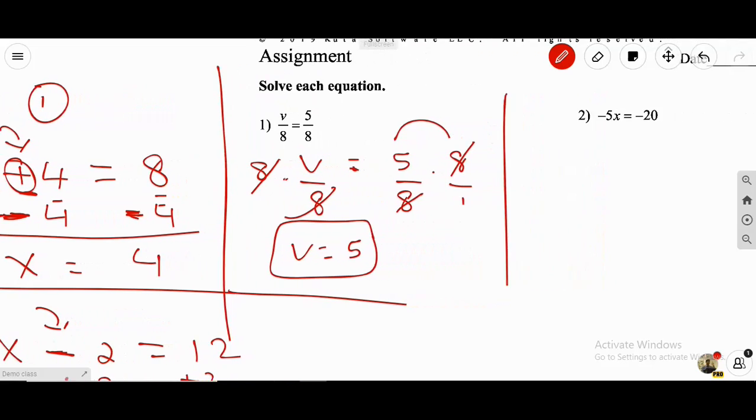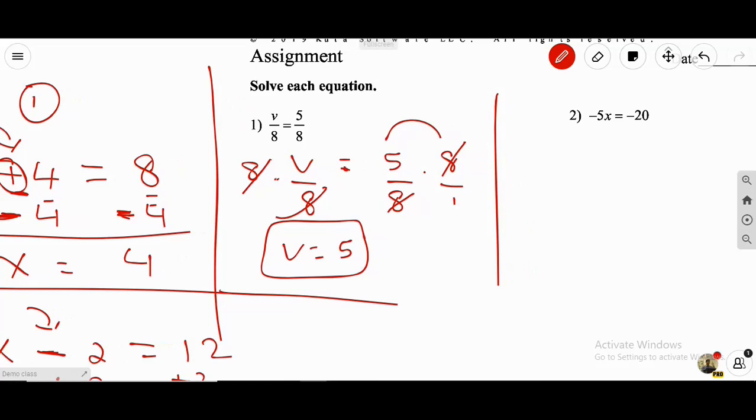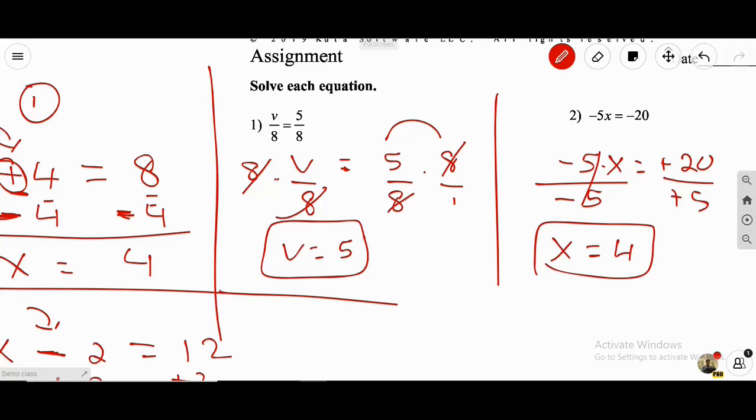And problem number 2, here as you see, negative 5x equals negative 20. And here again, negative 5 is multiplied by x. So you need to do the opposite. Opposite of multiplication is division. So I'm dividing by negative 5. So therefore, we would get negative by negative is a positive. 20 divided by 5 is 4. So x equals 4 is the answer for number 2.